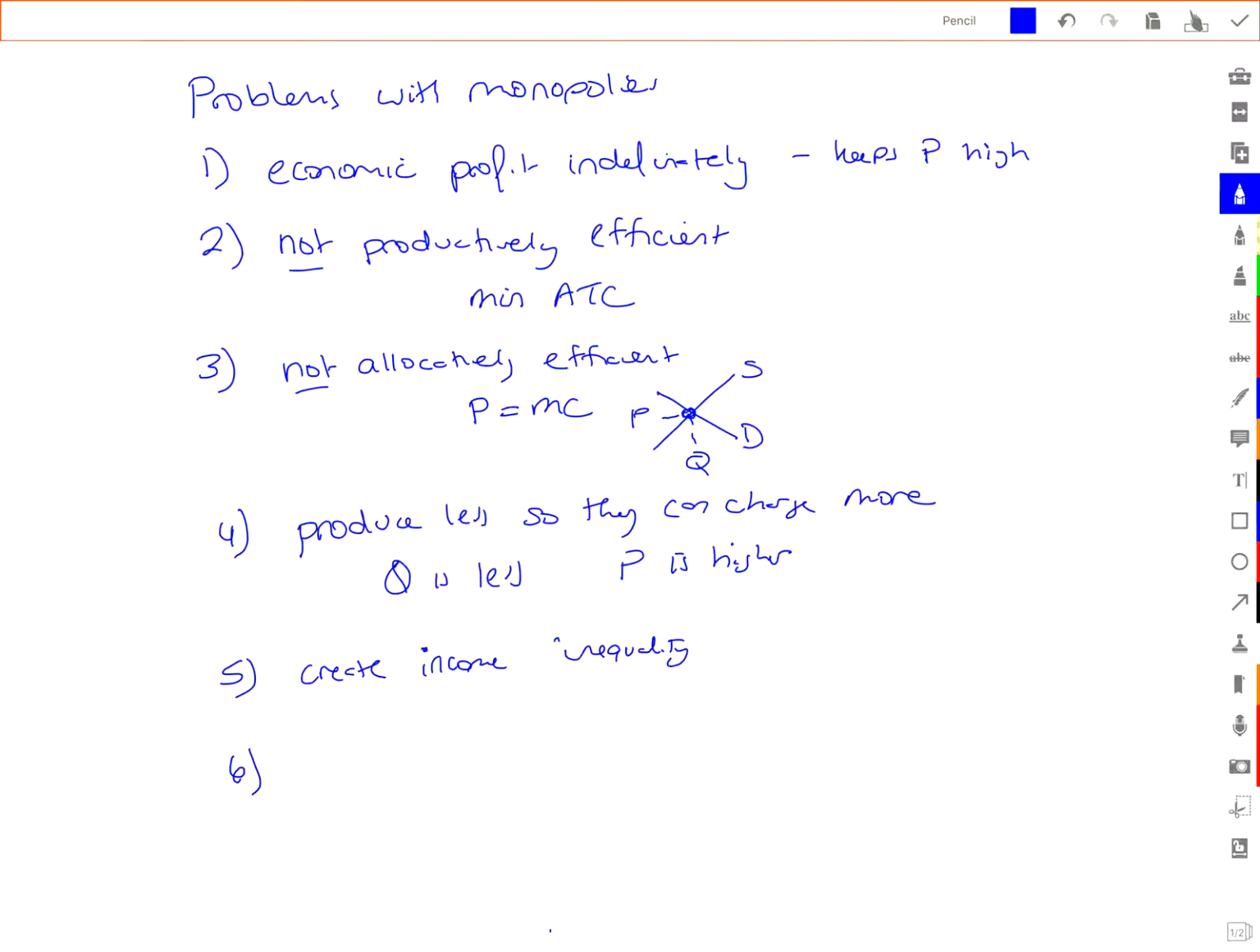And finally, the last problem with monopolies is that monopolies have market power. So they have power over price, which allows them to price discriminate. And we're going to look in the next video at what we mean by price discrimination, how monopolies price discriminate, and why they do it.